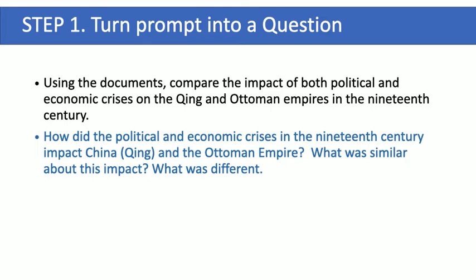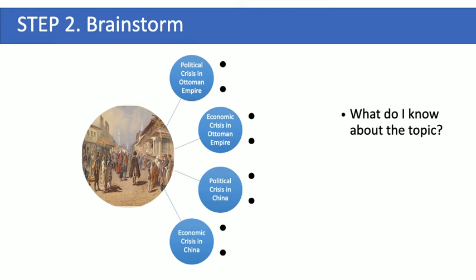And then when I read my documents, I would use my documents to do this. Then the next step I want to do in a DBQ is I want to brainstorm what I already know about the topic, because this is going to help me contextualize my documents or analyze and do my HIPPO's analysis. What do I know about the political problems? Right? Try to think of 2 things, right? Of the Ottoman Empire. What do I know about the economic problems, right? What do I know about the political problems of China? What do I know about the economic problems of China, right? So like for political crises, I could talk about the Tanzimat reforms, right?